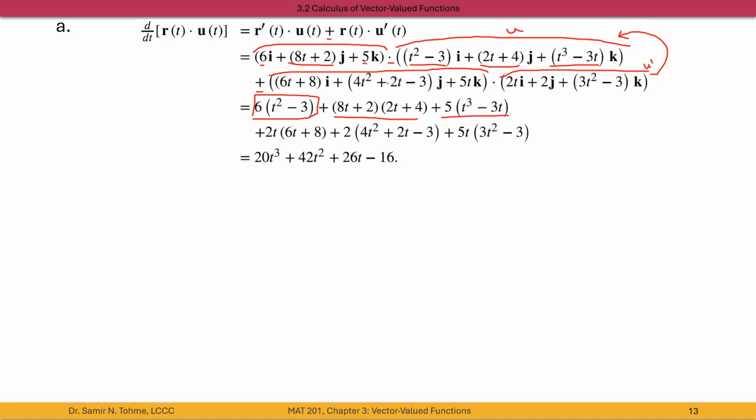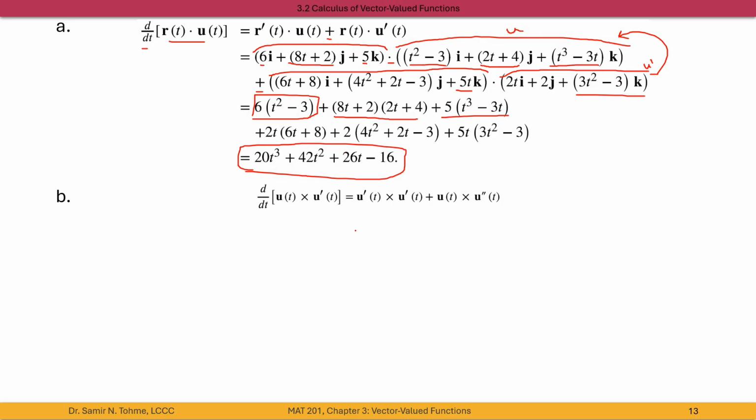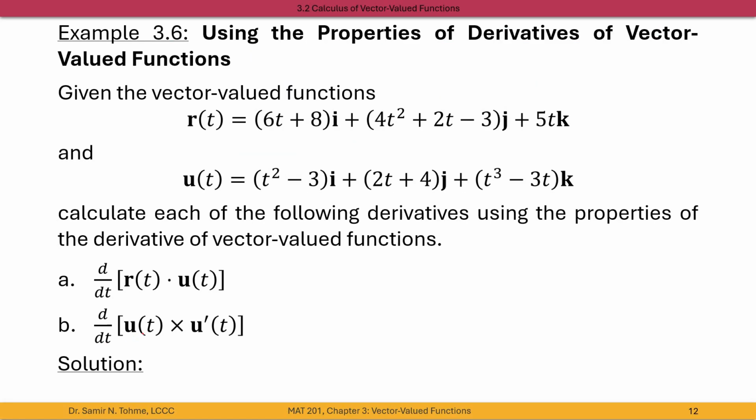And for the second one, you do the same. You multiply the x component with the x component, the y component with the y component, and the z component with the z component, and you're gonna get this one. You add them, and you get this result, which is the derivative of the dot product of these two vectors with respect to t. Now, the cross product, be careful that we're not finding the cross product between r and u. We're finding the cross product between the vector function u and its derivative.